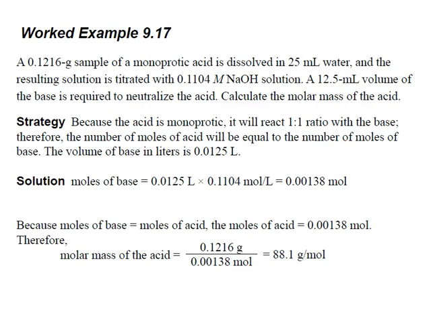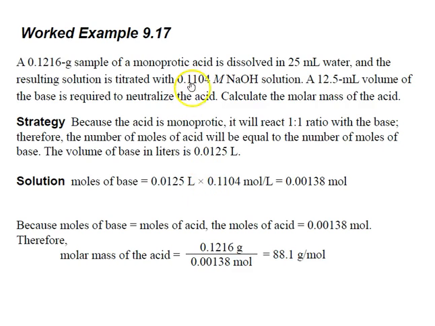Strategy here is because the acid is monoprotic, it'll react in a 1-to-1 ratio. 1-to-1 ratios are most common. Therefore, the number of moles of acid will be equal to the number of moles of base. The volume of base in liters is 0.0125 liters, and that's just taking this value here, dividing by 1,000. Our solution would be our moles of base, and we can do that from our volume, 0.0125 liters. It's just taking this, putting it in liters.